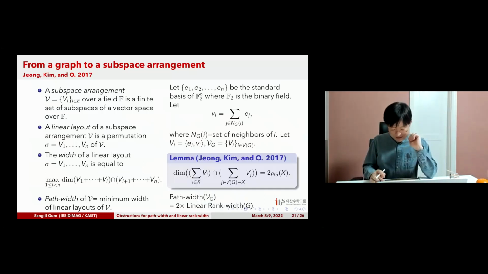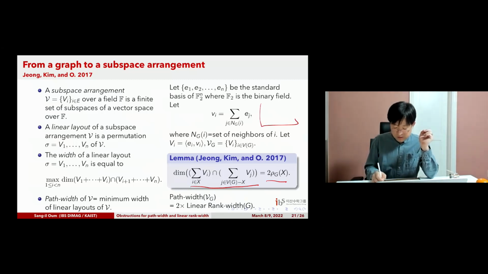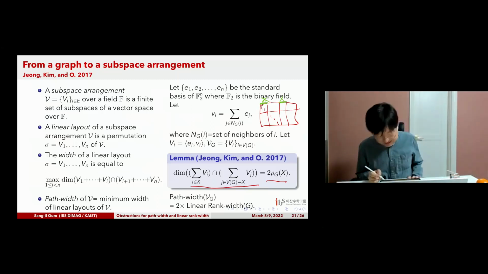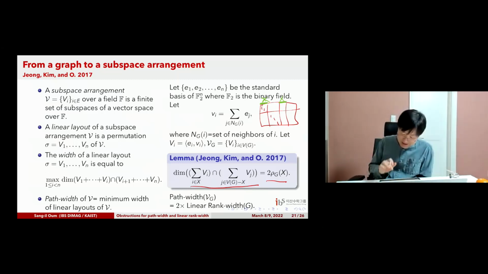So why do we care? Well, the connectivity function arising from this subspace arrangement is exactly twice the cut rank function. It's fairly straightforward to see. Right, so you have an identity and adjacency matrix here. Now let's say this is X. What is the span of the left-hand side intersected with the span of the right-hand side?